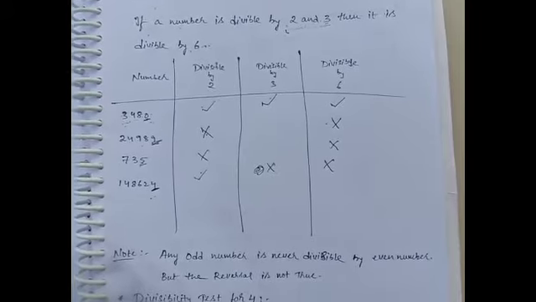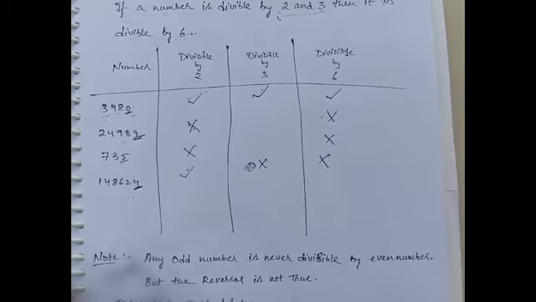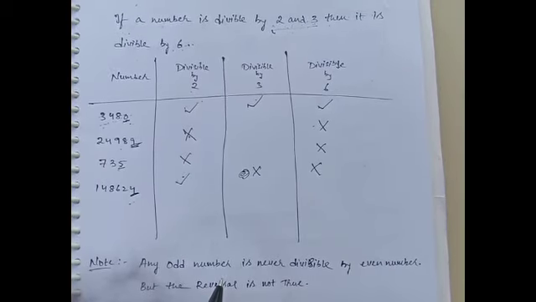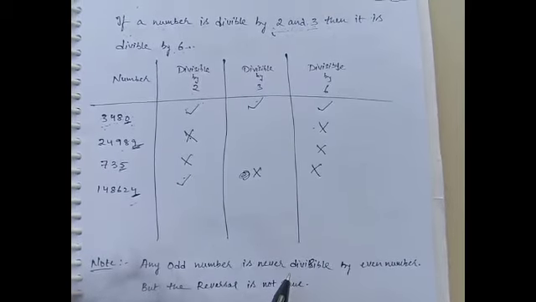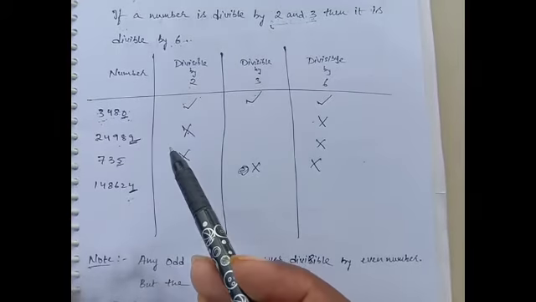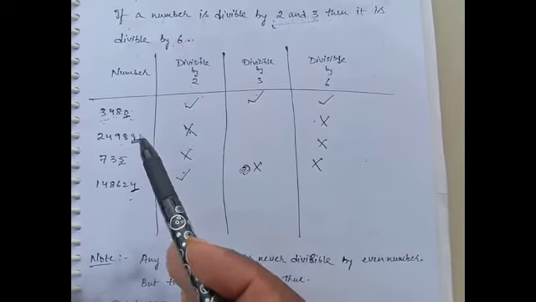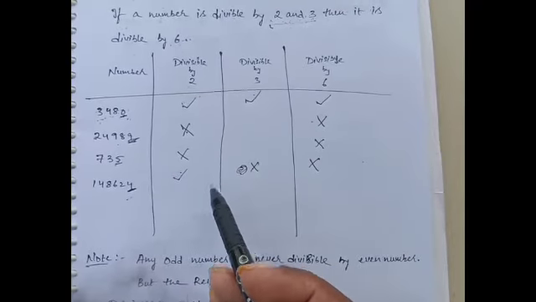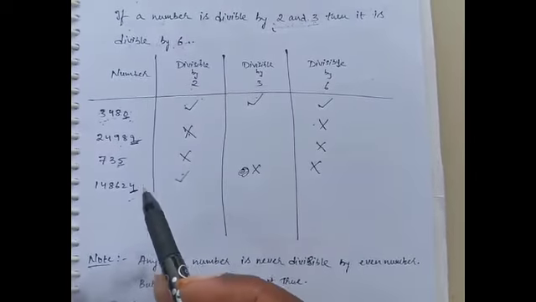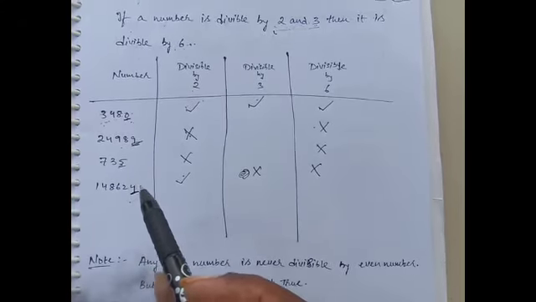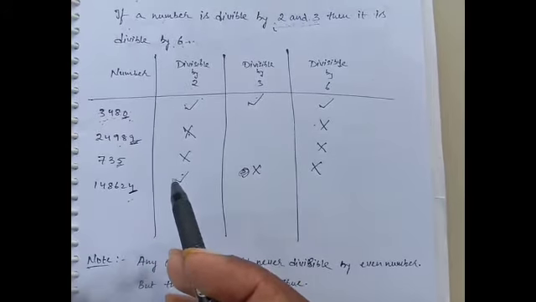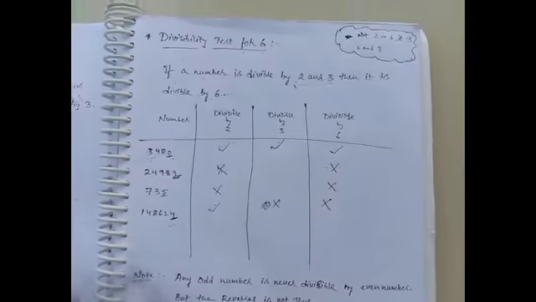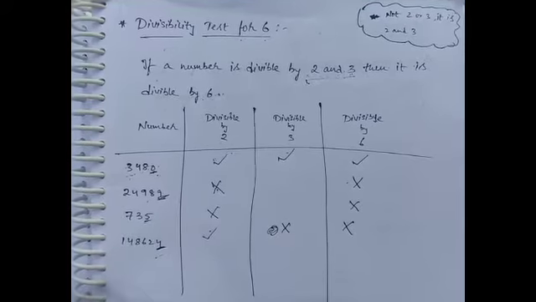And note here, any odd number is never divisible by an even number, but the reverse is not true. You can just note here, if the number is an odd number, you can directly say that it is not divisible by an even number. But an even number can be divisible by an odd number, while an odd number cannot be divided by an even number. This is the note here. So this is the divisibility test for 6.